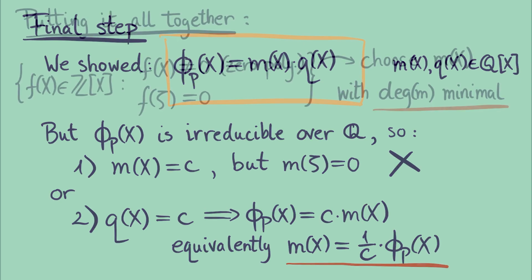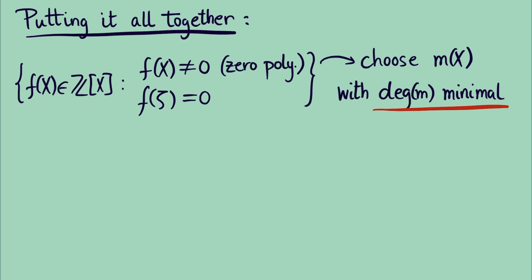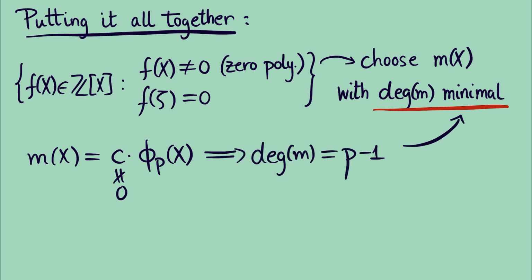Finally, let's put everything together and recall the definition of m. We looked at all polynomials of degree at most p-1 that have zeta as a 0 and chose any one of those that has minimal degree. We prove that m is a constant multiple of the cyclotomic polynomial, so that the minimal degree actually equals p minus 1, the degree of phi.